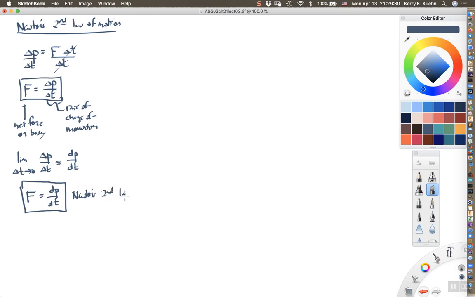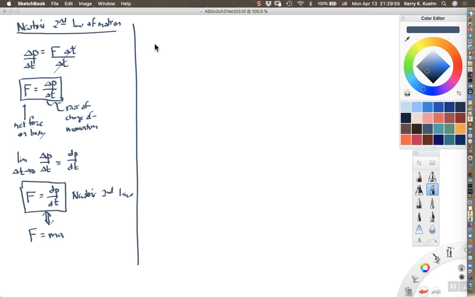But for those of you who might have taken some physics before this class, you might have seen Newton's second law written as force equals mass times acceleration. So the question is, what is the relationship between this form that we've been talking about up until now and this form you perhaps learned in high school, F equals ma? I want to say a few things about that.